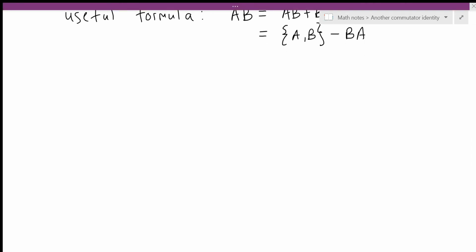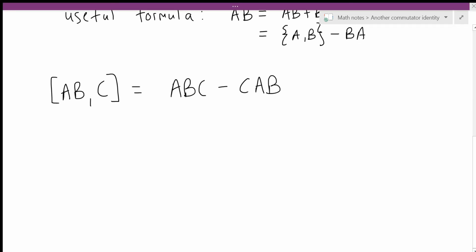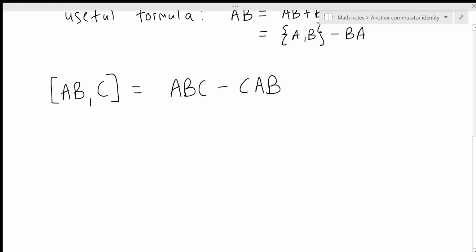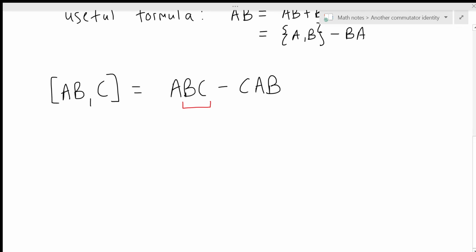So this is the useful formula that we'll use to derive our identity. So, to derive the identity, we'll start by writing out this commutator in more detail. So we have the commutator of AB with C is equal to ABC minus CAB. And the first thing that we'll do is use our useful formula on this product BC that appears in the first term. So we'll rewrite it like this. A times the anti-commutator of B and C minus CB, and then subtract CAB.